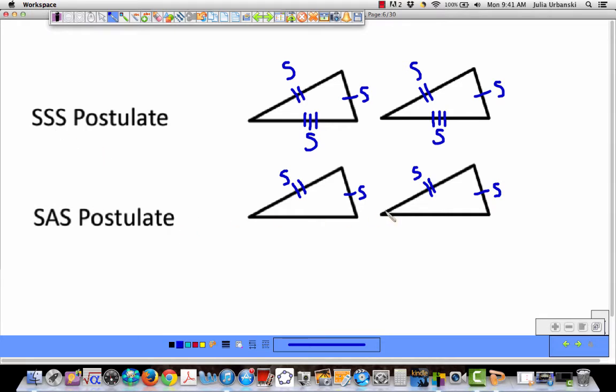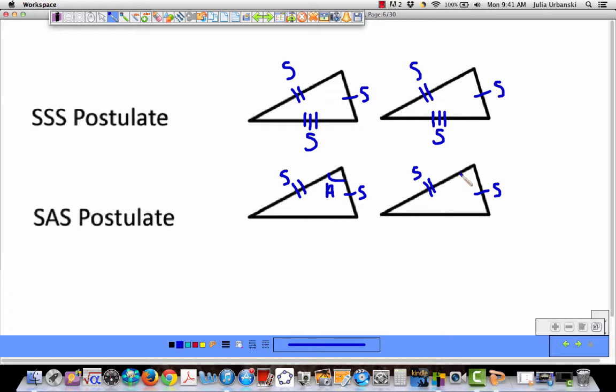But here, you don't want another side. You don't have three S's. You want an angle. But the trick is that the angle has to be included between the two sides, like a sandwich. So think about where that angle would go. It has to be side, then angle, then side. So the angle has to be marked right here in order to make side-angle-side work.